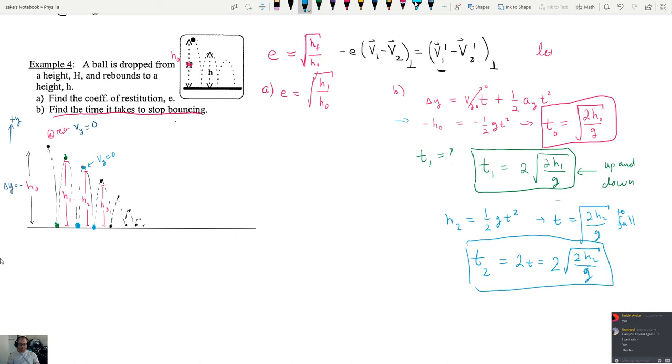So, what I would say is that the total time to stop bouncing is going to be something like T0 plus T1 plus T2 plus T3 plus dot dot dot, where each of these are going to represent subsequent bounces.